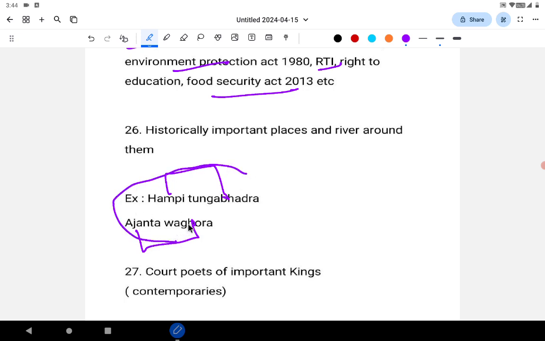See, don't sit and research about that now. While you are studying, if you come across any such things, important places and the river around them, please try to remember it. Please make a list of it while studying PYQ, etc. That's it. Don't study these things separately. Don't Google it or search it in the books. While studying, if you come across anything, please remember it.